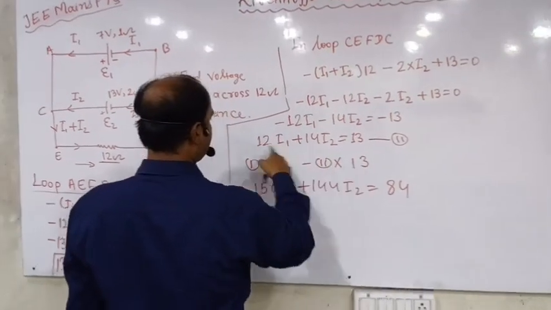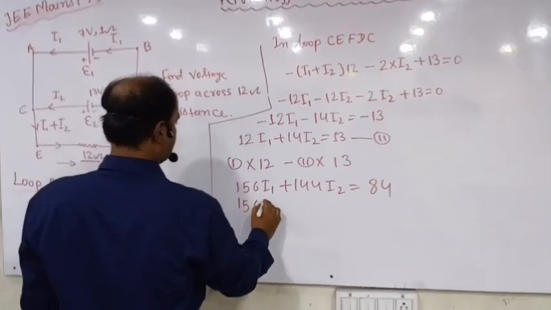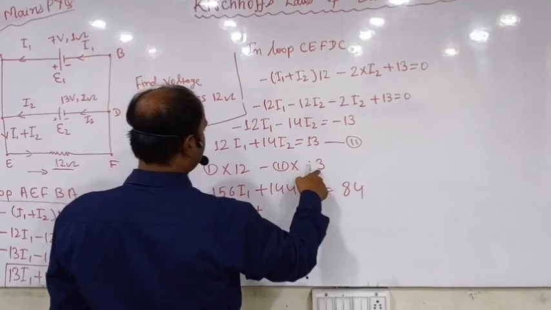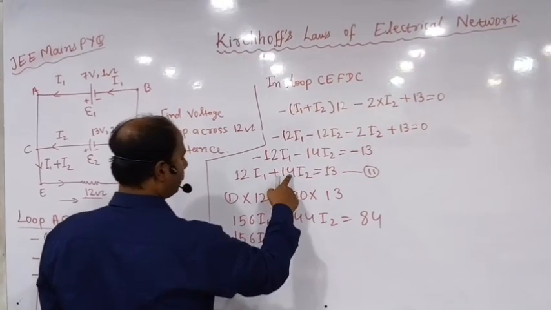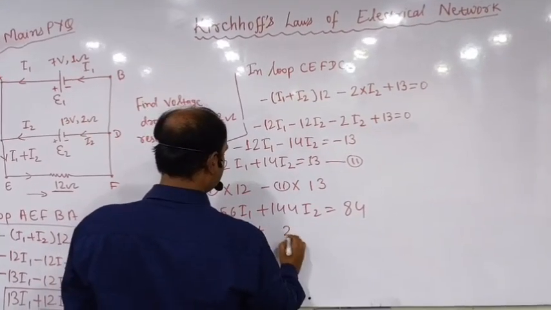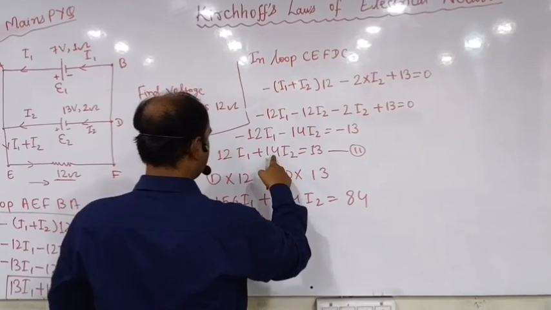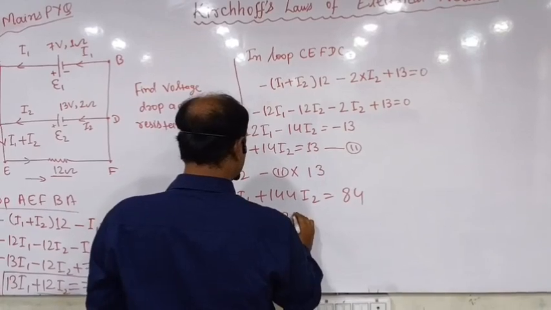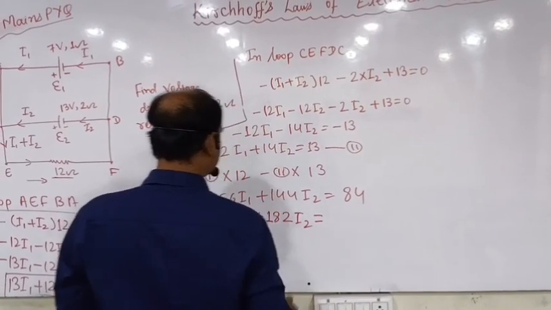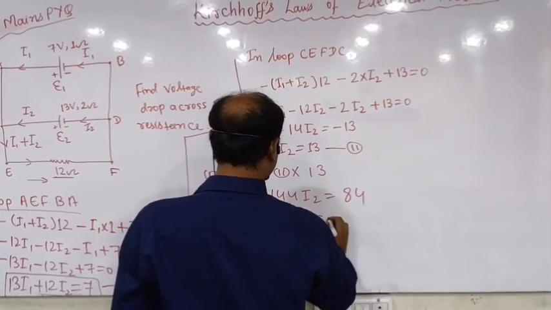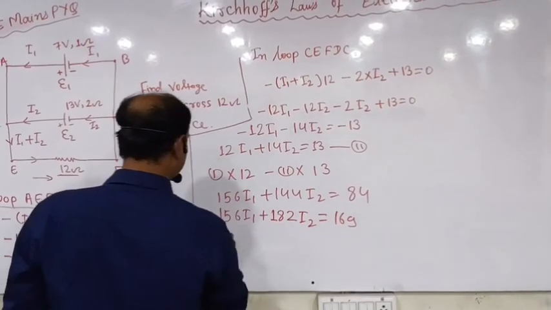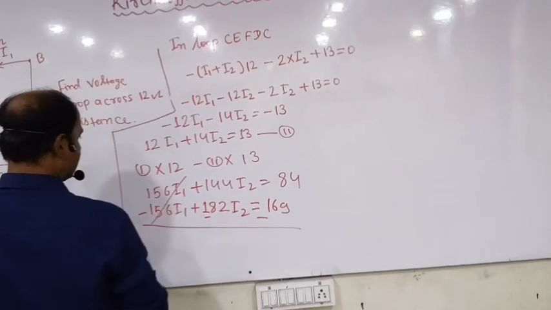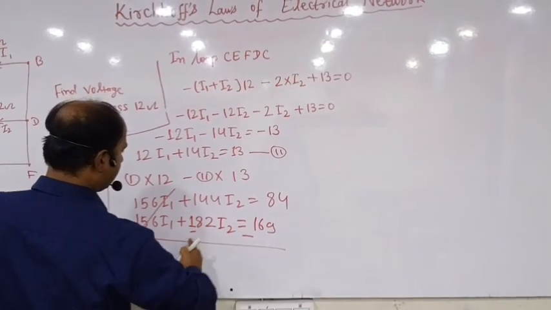And we multiply the second equation by 13. It is 156 I1 plus 14 into 13, which is 182 I2, equal to 13 into 13, which is 169. So the 156 I1 terms cancel out, and we have to subtract these values.